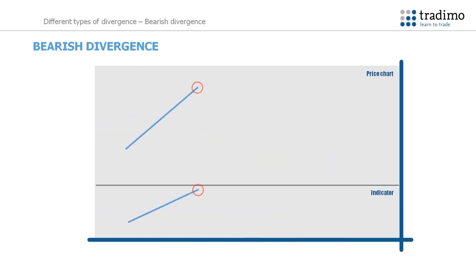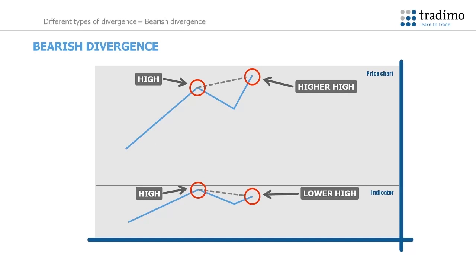In this example, we will look at bearish divergence. When price makes a new high, but the indicator makes a lower high, it is called bearish divergence.